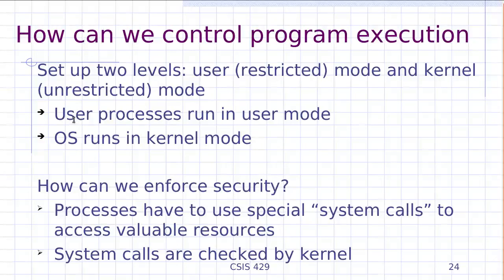If you ran a program like we were running MEM and CPU, those were processes running in user mode. They can only do some things, whatever the operating system allows you to do. The operating system kernel itself runs in kernel mode and has access to pretty much everything. So how do we enforce security? How do we prevent processes from trampling over each other's data or memory, things like that? Well, processes have to use certain what are called system calls to access valuable resources, and these system calls are checked by the kernel.